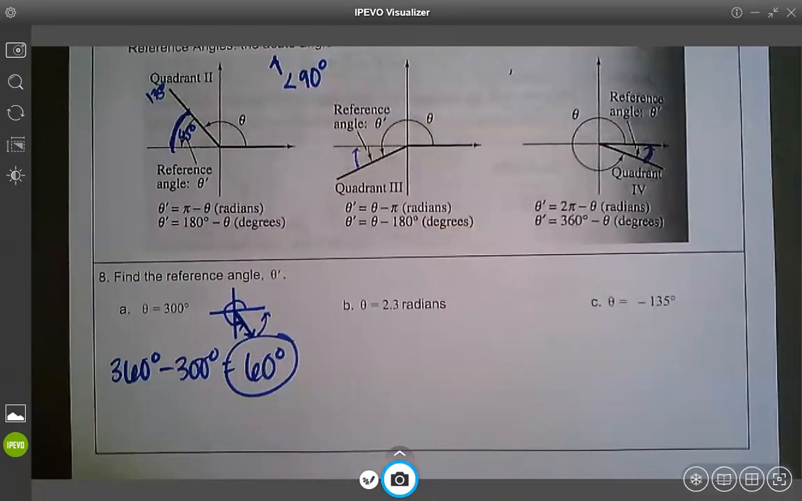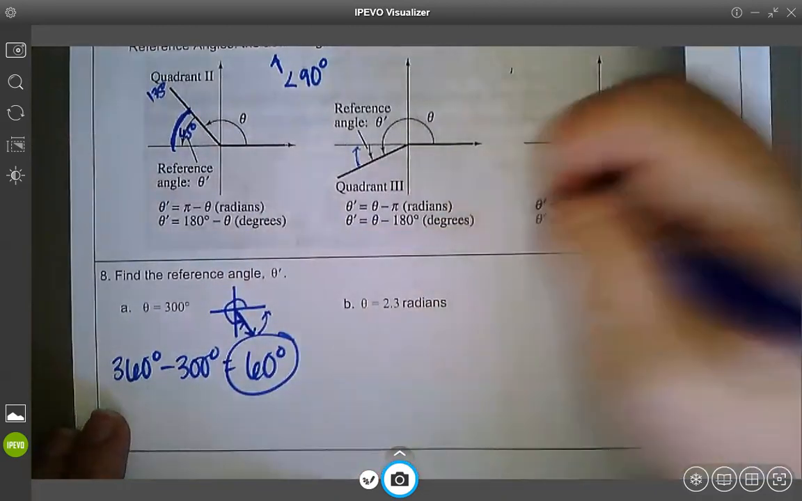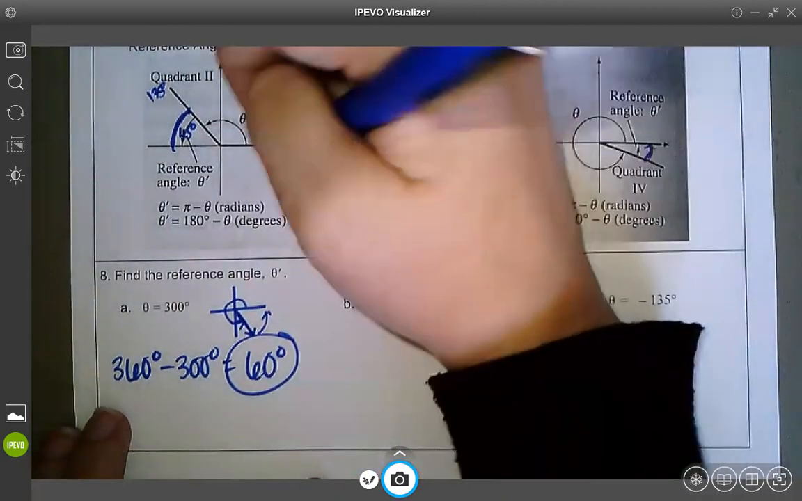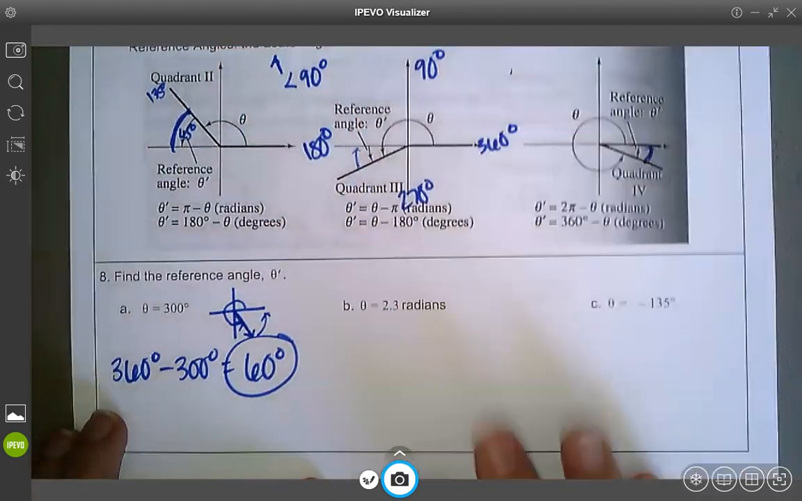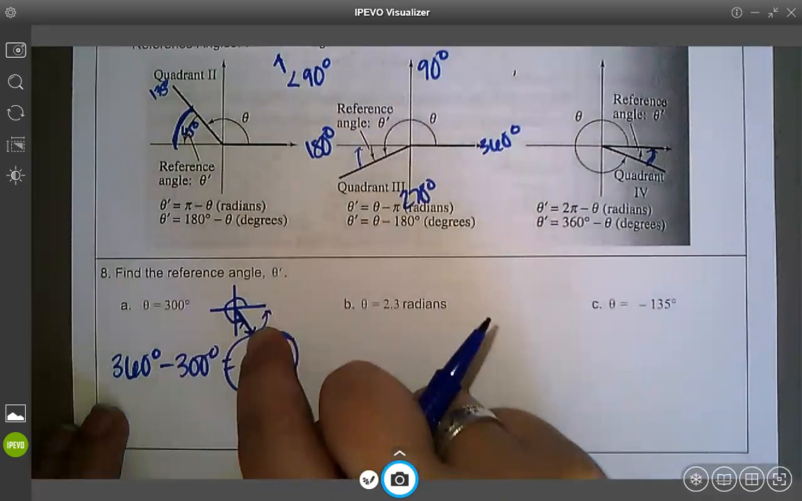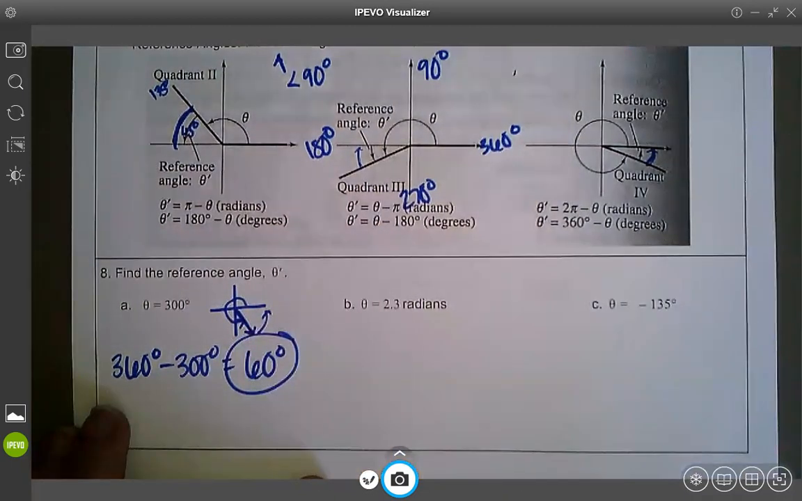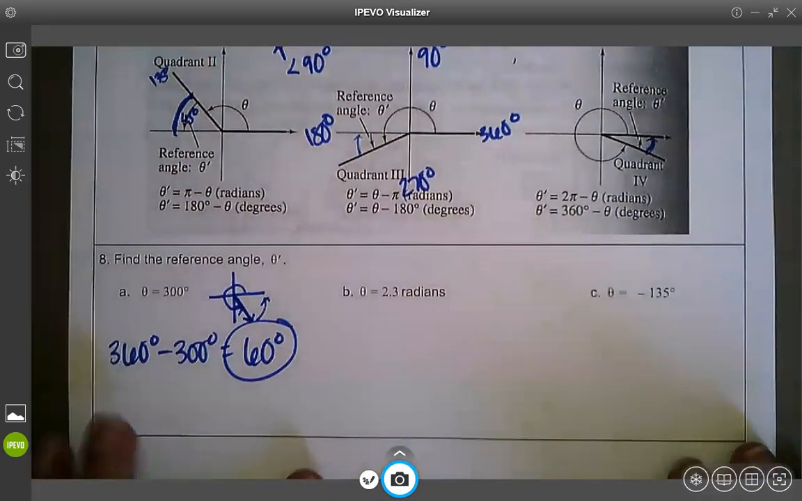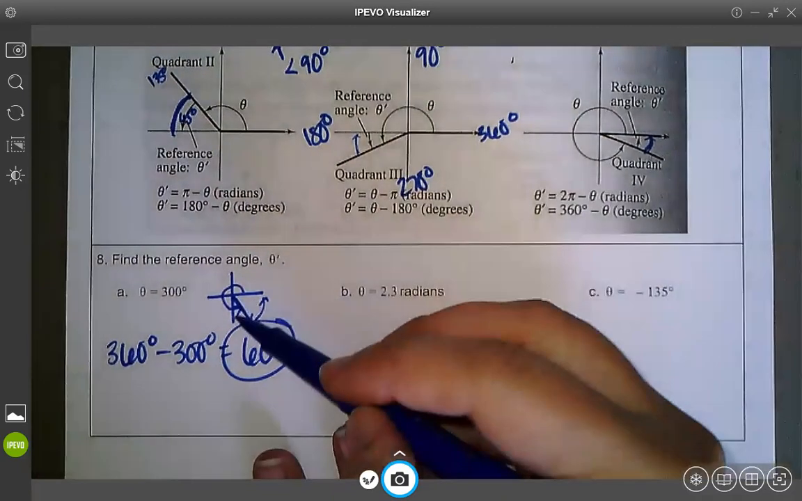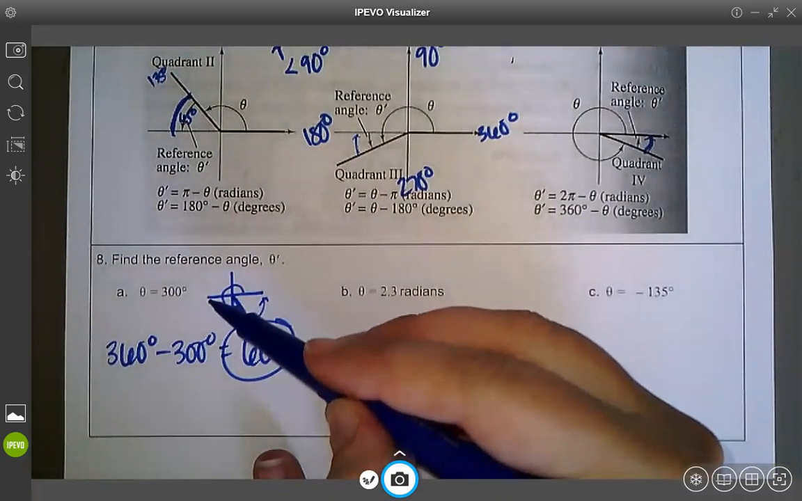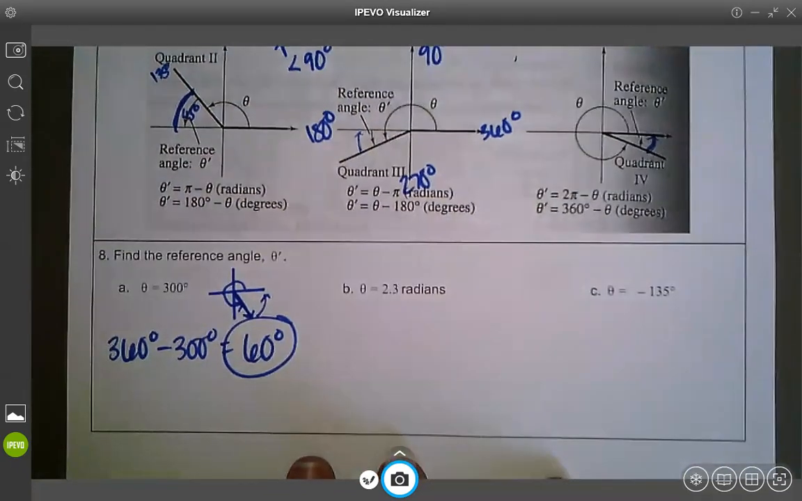Because the whole thing all the way around is 360. So this would be 90, 180, 270, 360. Based on where it's closest to, I chose 360 because I need the distance to the closest x-axis. Does that make sense? If you chose this one over here, it would not be acute. Okay. Does that make sense?